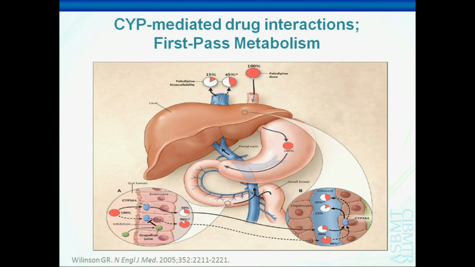It works its way over to the portal system. The grapefruit juice does not inhibit the enzyme at this point, so it does actually get cut in half, going from 90% to 45%. And that's what's systemically available to act within the patient. As you can see, this is a 3-fold increase in drug availability for the patient, simply by taking grapefruit juice.